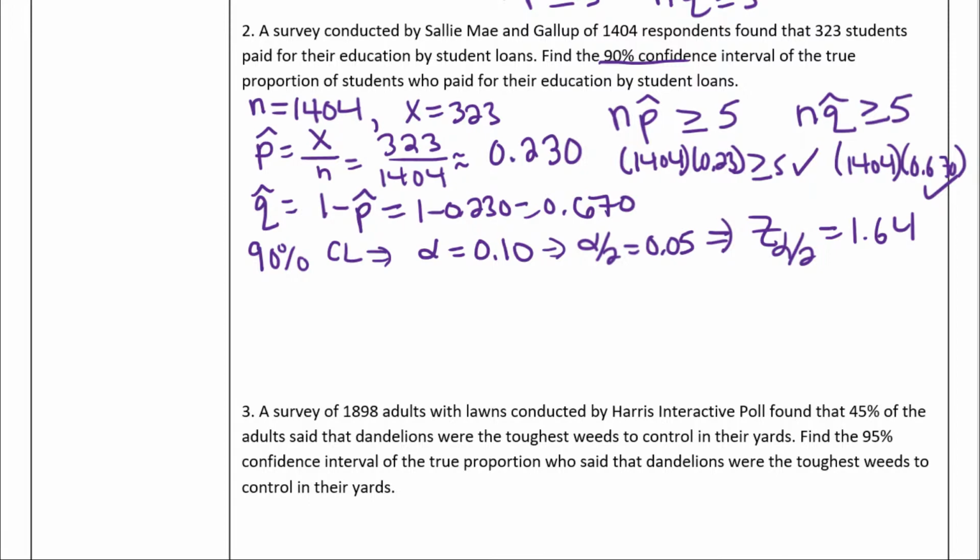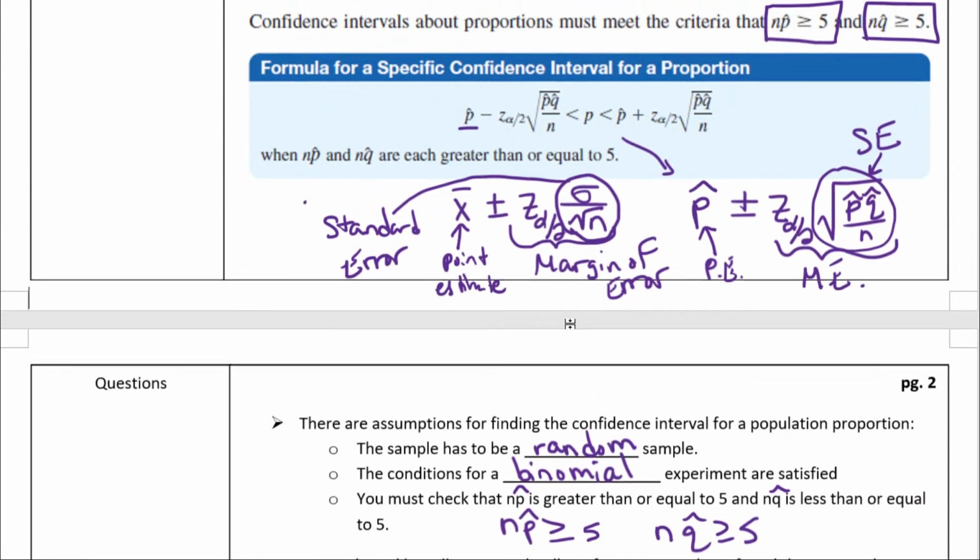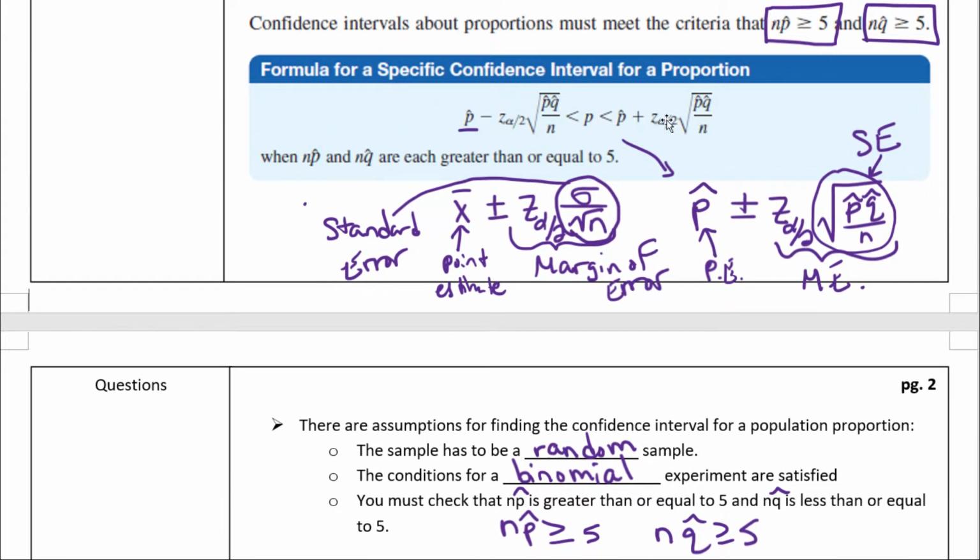So now we can go ahead and plug this into the formula. So it's p hat plus or minus z alpha over 2 times square root p hat q hat over n. So this is the formula that we had written here. You can also write it in interval form, but I like to write it in the plus or minus form.